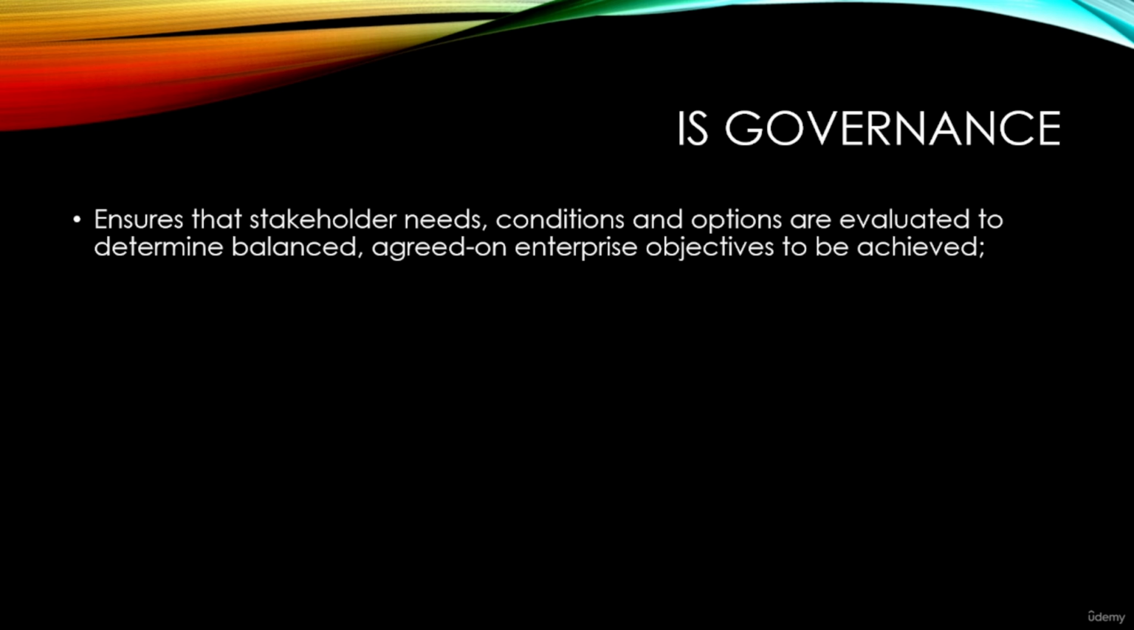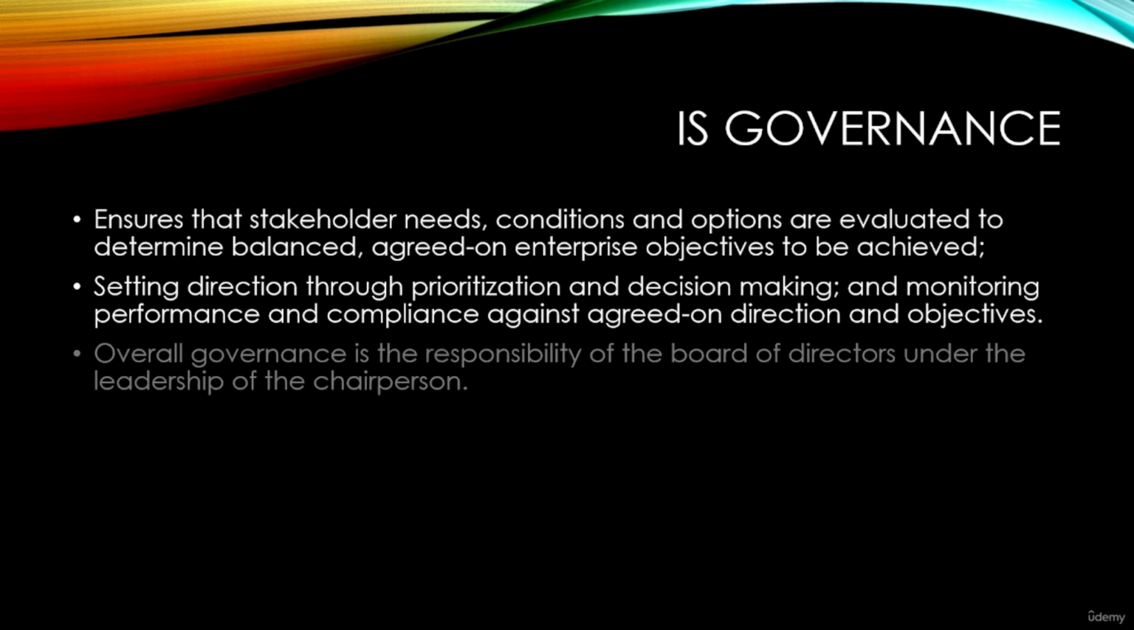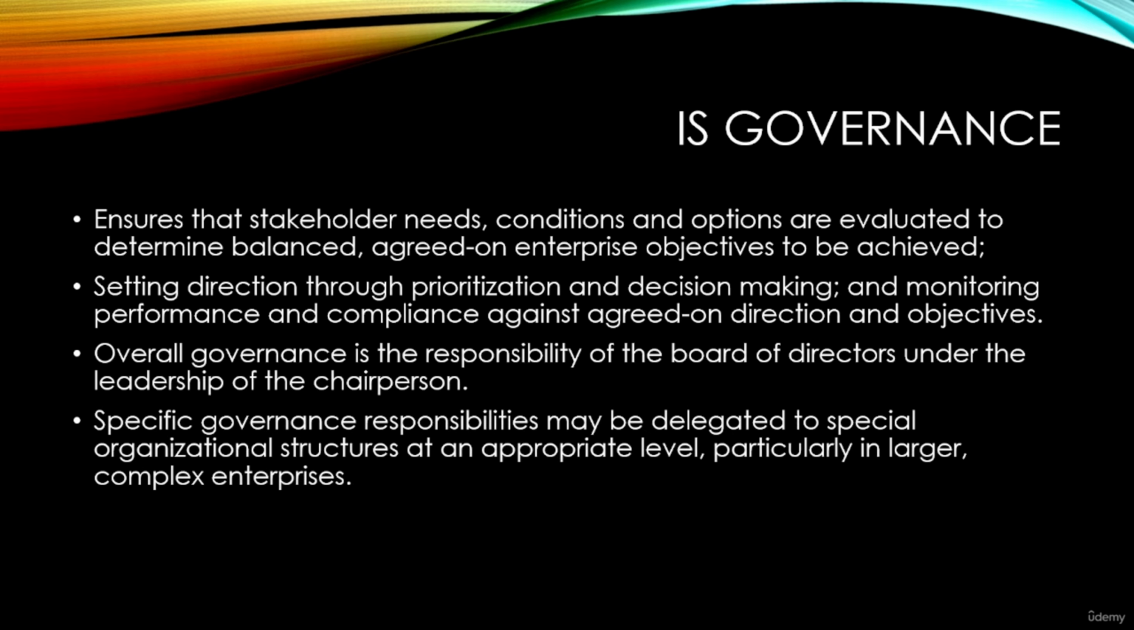As a quick refresher, the main objective of information system governance is to ensure that stakeholders' needs and conditions are evaluated and determined to be balanced and agreed on, so that enterprise objectives can be achieved. Information system governance is also responsible for setting the direction, and the overall governance responsibility lies with the board of directors. Specific governance responsibility may be delegated to a special organizational structure at an appropriate level, particularly in large complex enterprises. For example, if we need to govern our risk management process, we can delegate it across the organization to the chief risk officer, for instance.